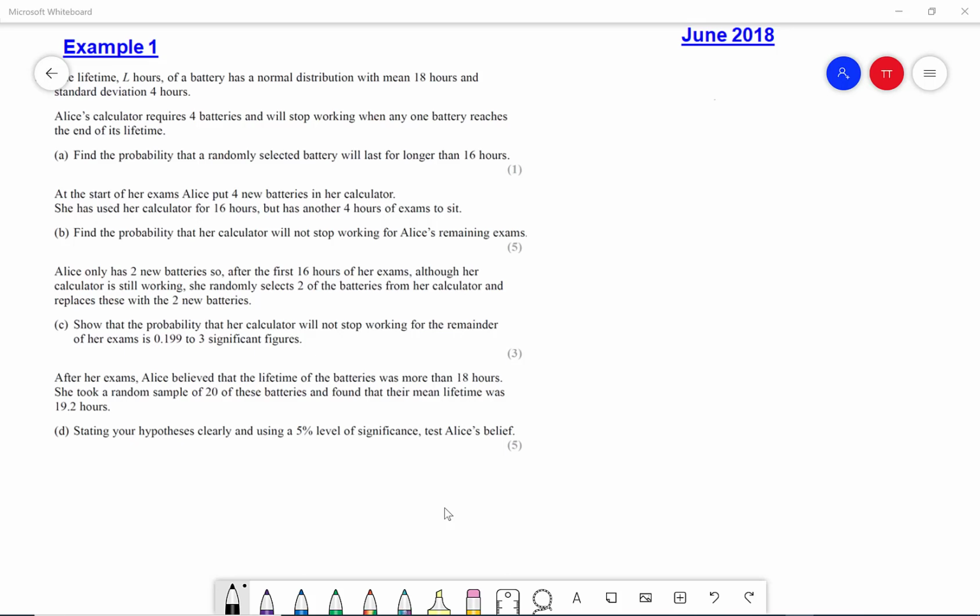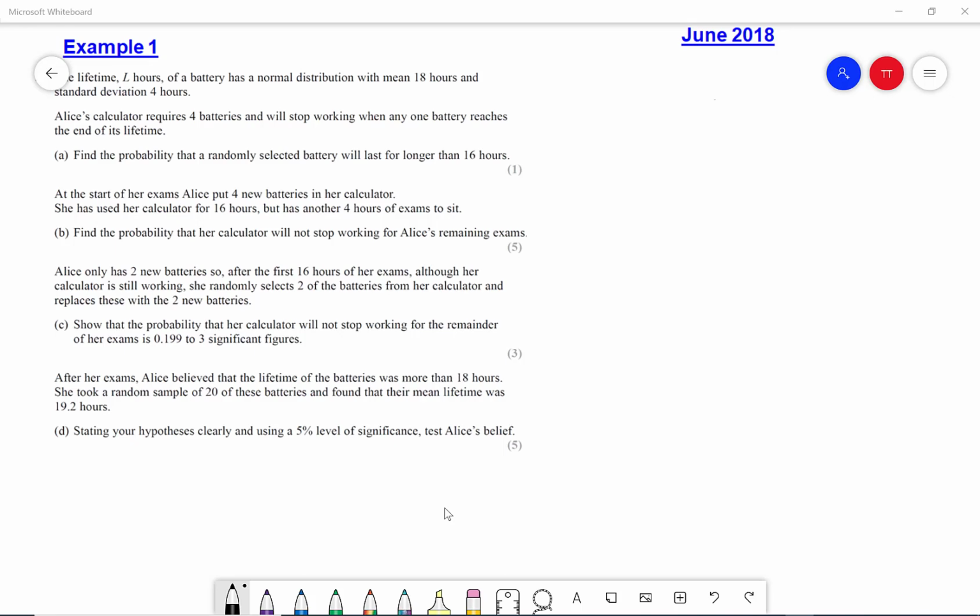In this video, we're going to look at the normal distribution, and we're going to look at a question from June 2018. It says the lifetime L in hours of a battery has a normal distribution with a mean of 18 hours and a standard deviation of 4 hours. Alice's calculator requires 4 batteries and will stop working when any one battery reaches the end of its lifetime.